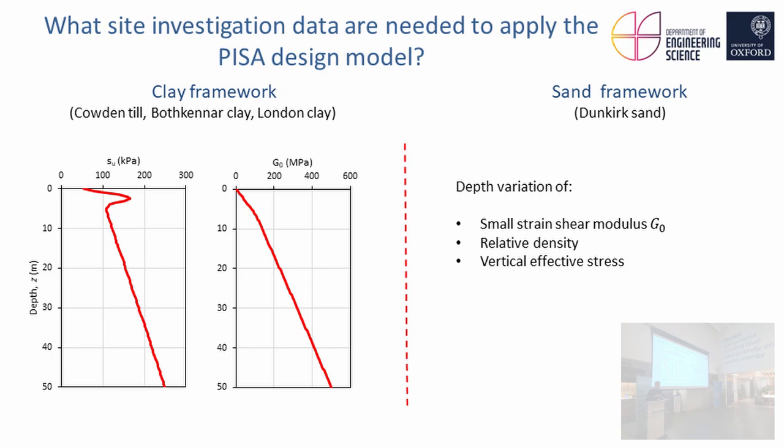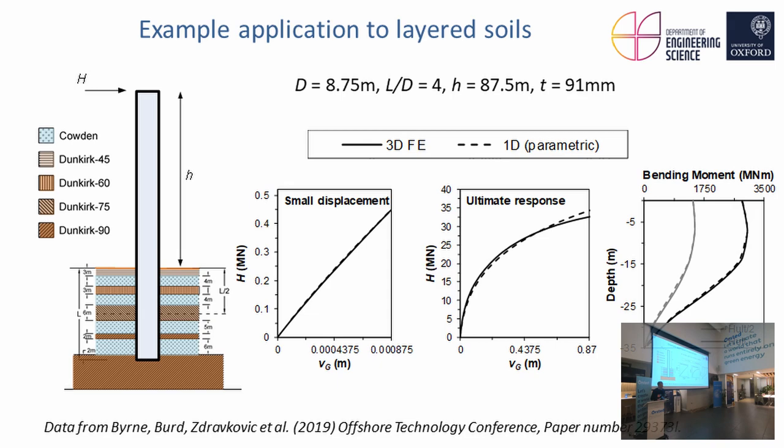So we recognize, of course, that offshore soil sites are not nice and homogeneous. We have lots of different soil types going on. So what we try to do then is to take the parameters that we developed from the homogeneous calibration process and ask: is it possible to build them all up into a layered system where we simply employ the calibration that we previously devised? And this works pretty well. And you see here an example where we simply take the parameters from the homogeneous soil calibration. We've made up quite a complicated layered soil configuration. These labels here, Dunkirk 45, Dunkirk 60, relate to relative density. So Cowden is clay, Dunkirk 45 is a medium dense sand, Dunkirk 90 very dense sand, and so on. And what you see in the slide is pretty typical of what we get.